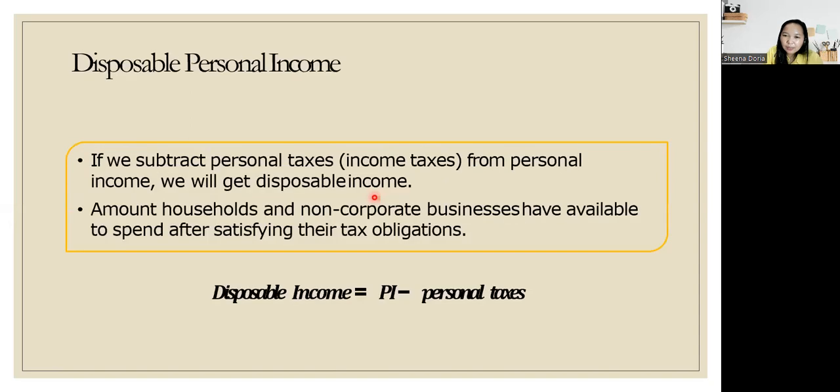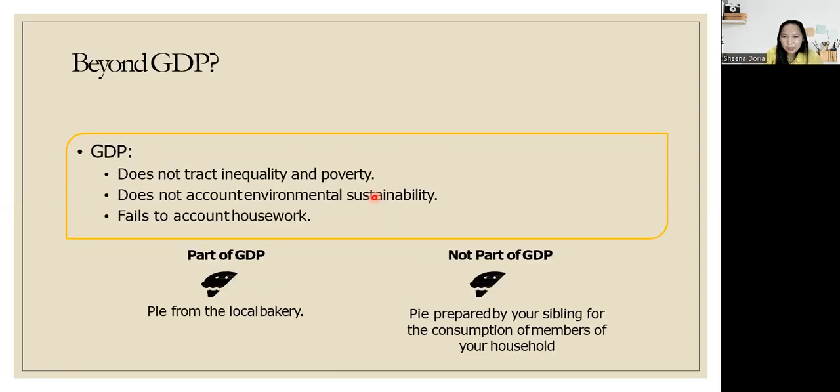Okay, meron tayong tinatawag na disposable personal income. Okay, ito yung natitira kapag na-subtract na yung income taxes or personal taxes natin. Okay, so disposable income is equal to personal income minus personal taxes. Okay, beyond GDP, ayan. GDP does not show inequality and poverty. It does not account environmental sustainability and fails to account housework. Okay, so for example, part of GDP, pie from the local bakery, and not part of the GDP is the pie prepared by your sibling for the consumption of members of your household.